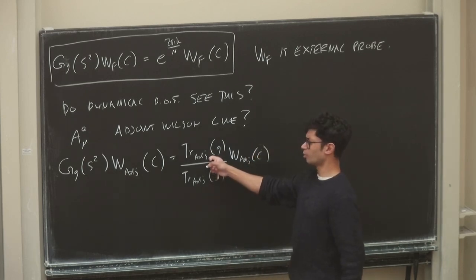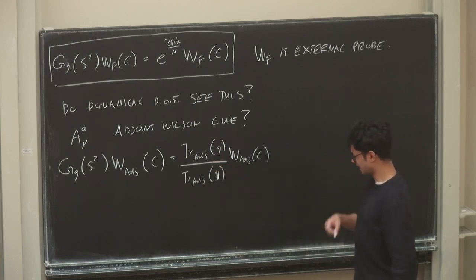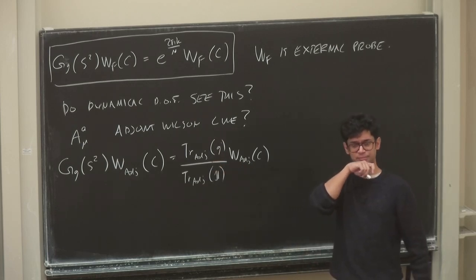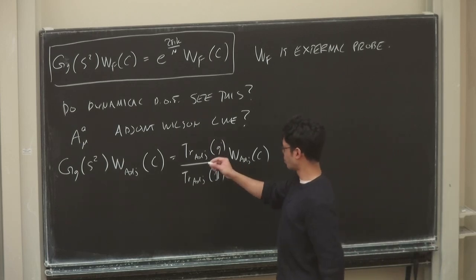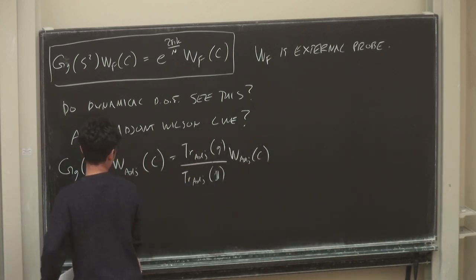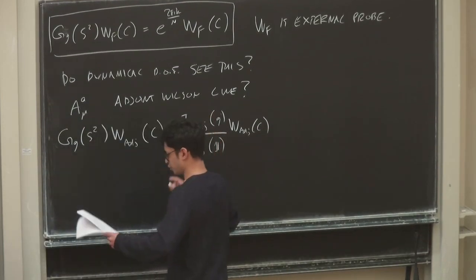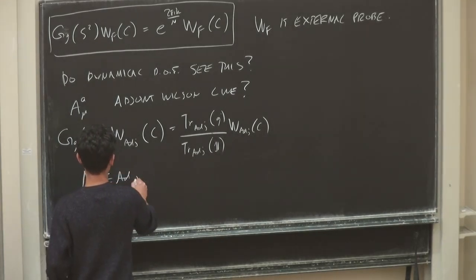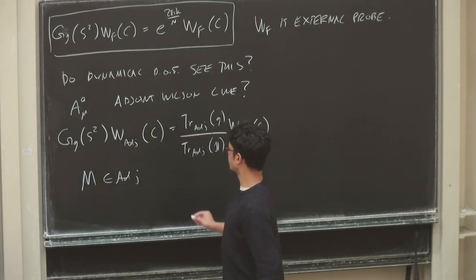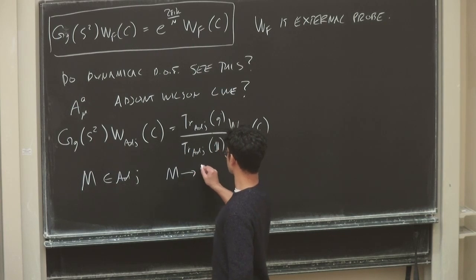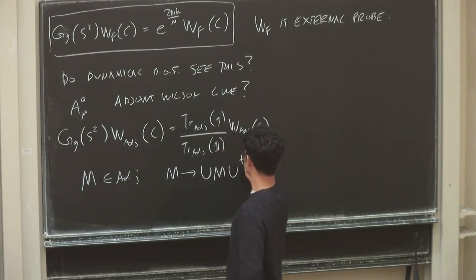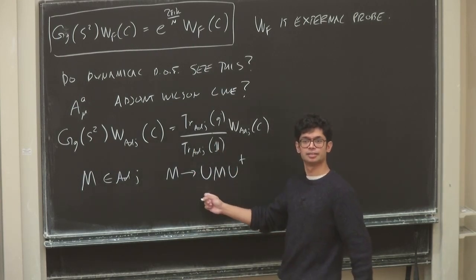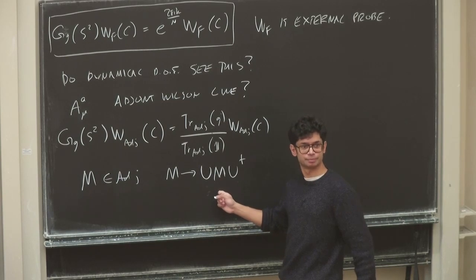Okay, now what is the trace in the adjoint of the center? The trace in the adjoint of the center is trivial. Okay, let's explain why that is. How does the group element act in the adjoint? If you have some matrix M that's in the adjoint, then the way that M transforms under a gauge transformation is this, right? This is the definition of the adjoint rep.